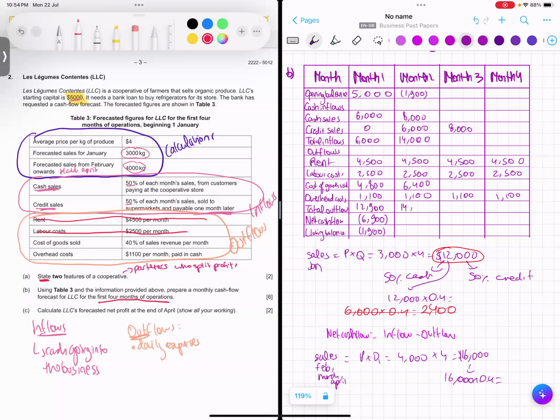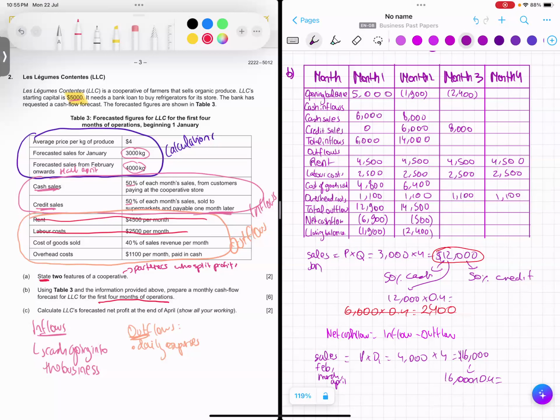So we need to get our net cash flow, which is negative 500, because we're subtracting 4,500 from 4,000. Okay, and now our closing balance is negative 2,400. So that got me to negative 2,400. So now we need to make our calculation.